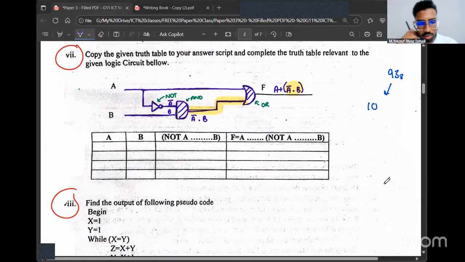Okay, now let's do the fill in the blanks. So we have A here, B here, not A, and B. F is equal to A or not A and B. If you are figuring out what is coming in those blanks, it is only the letters and OR and AND.